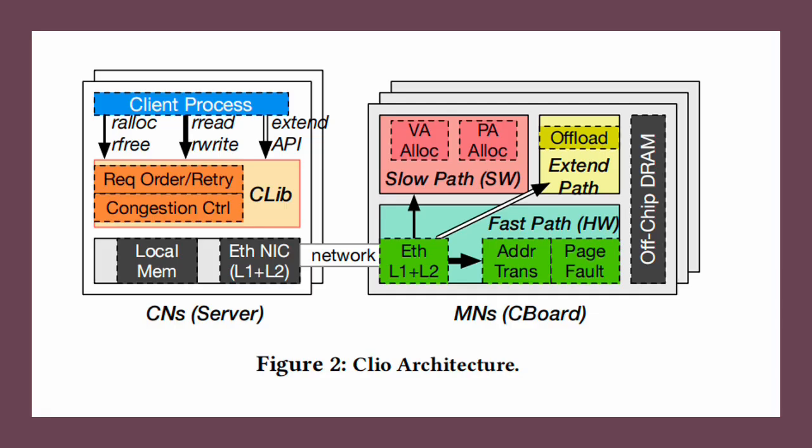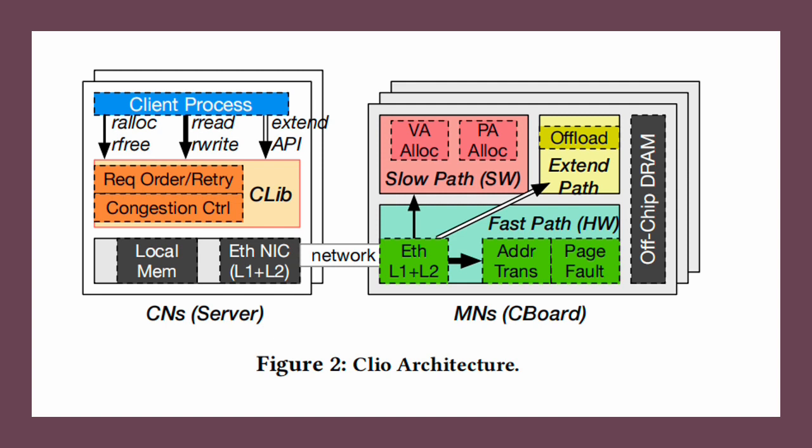This is the Clio architecture. On the left side we can see the CNs, which are regular servers equipped with Ethernet and connected to the top-of-rack switch. The customized devices are connected through the switch. The applications which run in the CNs sit on top and consist of a C library with RLOC, free, read, write and extended API operations, and are in charge of request ordering, congestion control, and request retry.